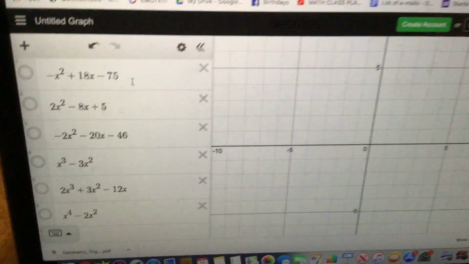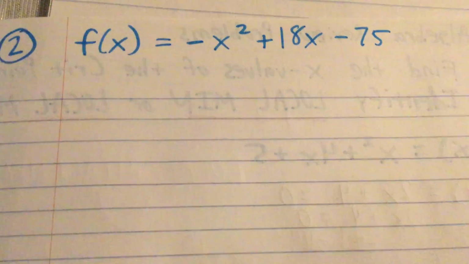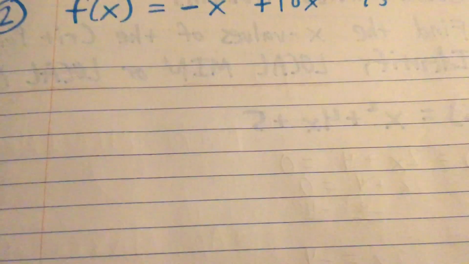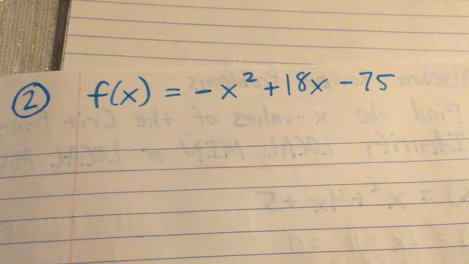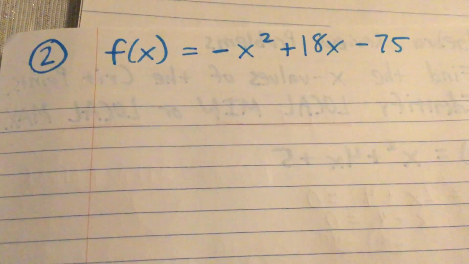Moving on to the next one, y equals negative x squared plus 18x minus 75. Find the x values of the critical points and determine whether the critical point is a local min or a local max based on the first derivative test.